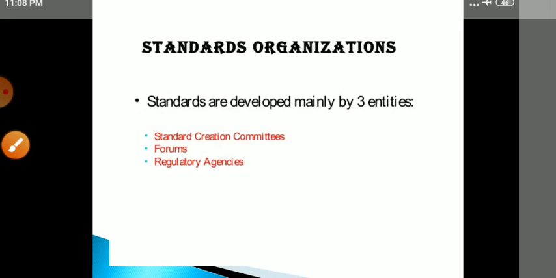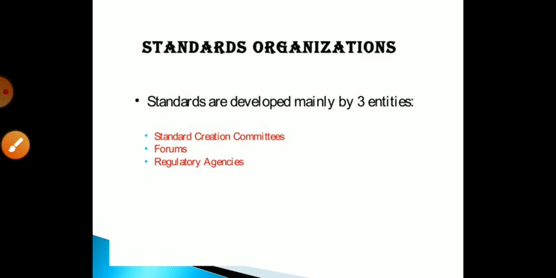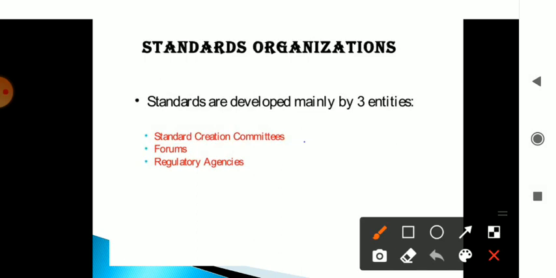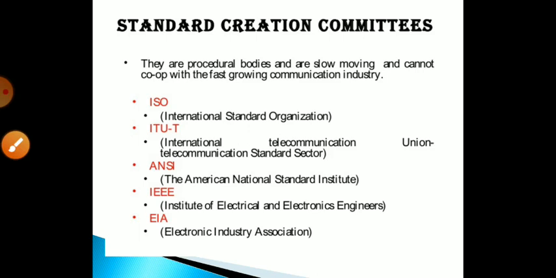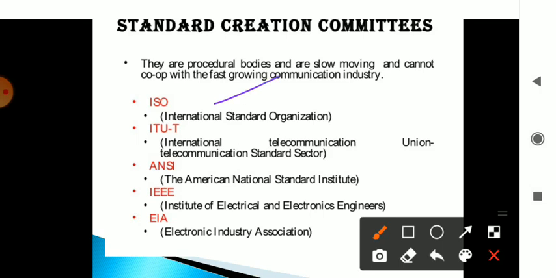Okay. So the standard organizations which use this concept are standard creation committees, firms and regulatory agencies. What are the various standard creation committees? You have the ISO, the ITU-T, ANSI, IEEE and EIA. ISO is the International Standard Organization. ITU is the International Telecommunication Union, Telecommunication Standardization Sector. ANSI is the American National Standards Institute. Then you have the Institute of Electrical and Electronics Engineers, and the Electronic Industries Association.